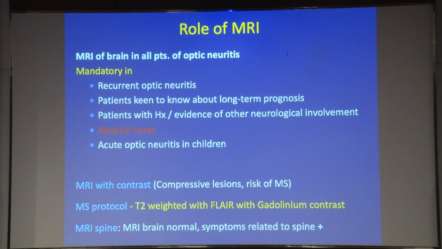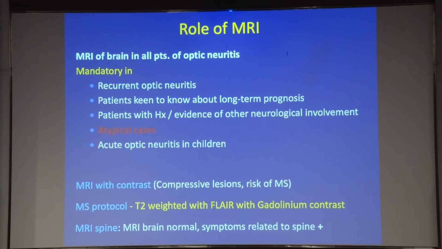There are various protocols, but the moment you are presented with or suspect optic neuritis, your protocol becomes T2 weighted with FLAIR, with gadolinium contrast. So MRI brain and orbits with this definition, most radiologists would understand as an MS protocol. It's as simple as that, an MS protocol.